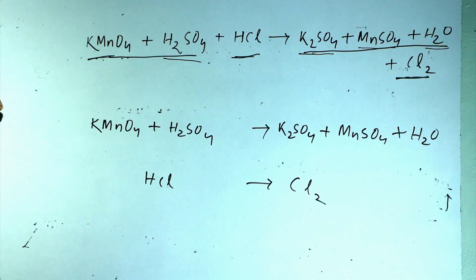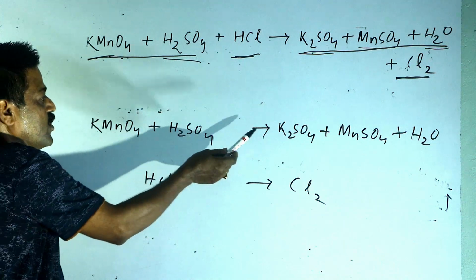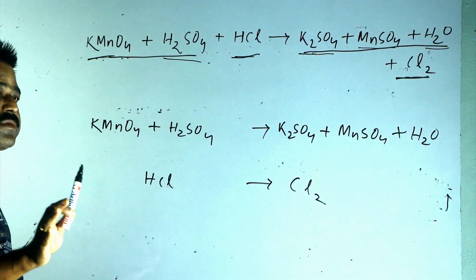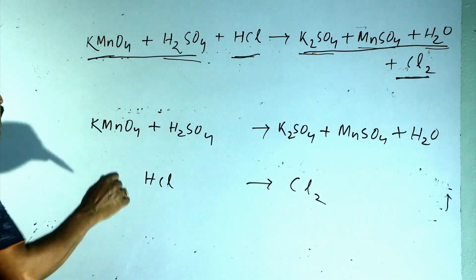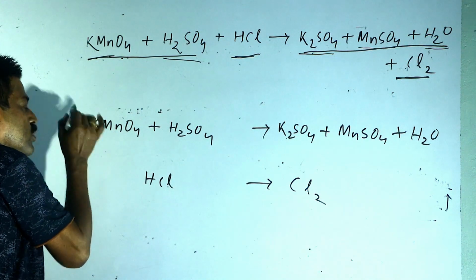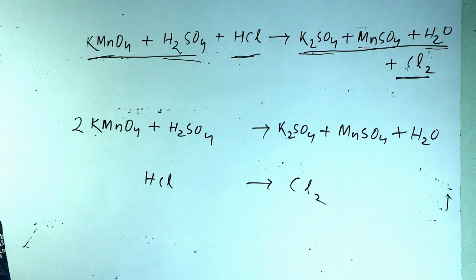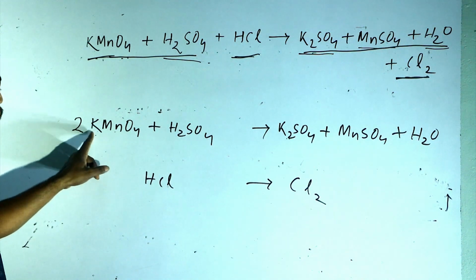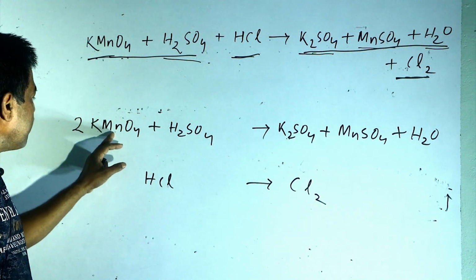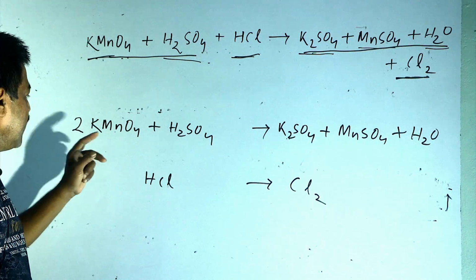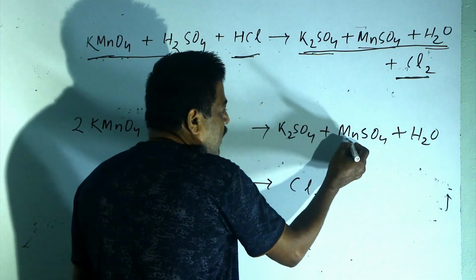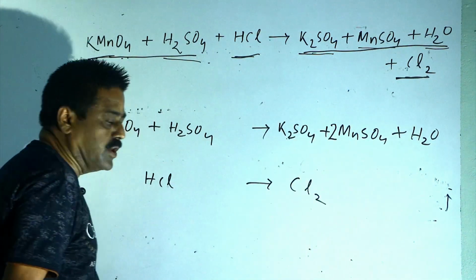For that, here KMnO4 has 1 K atom, here K2SO4 has 2 K atoms. First you have to balance by hit and trial method. So for 2 K atoms, 2 is given as a coefficient. 2 potassium permanganate gives K2SO4, and because of 2, here manganese is also 2 and oxygen is 8. So 8 oxygen atoms, 2 manganese atoms. To equalize the manganese atoms, we have to give a suitable integer 2 here.